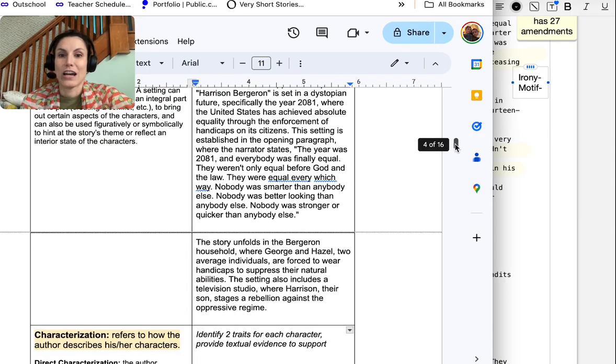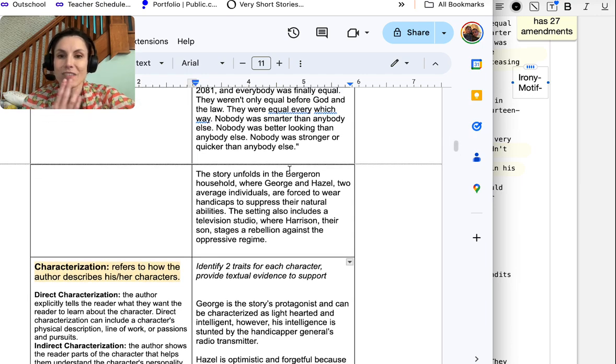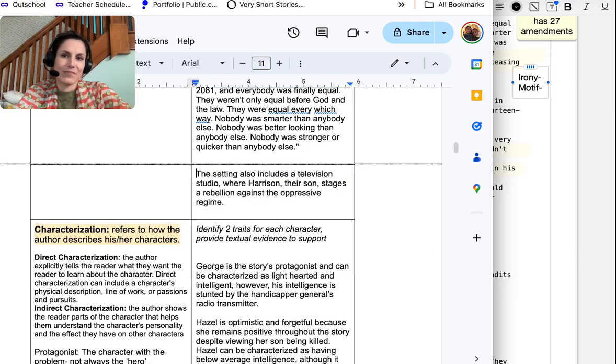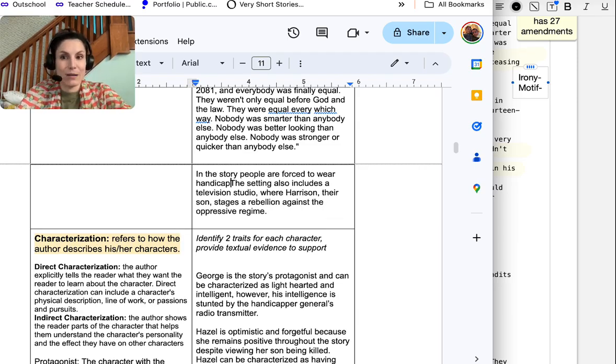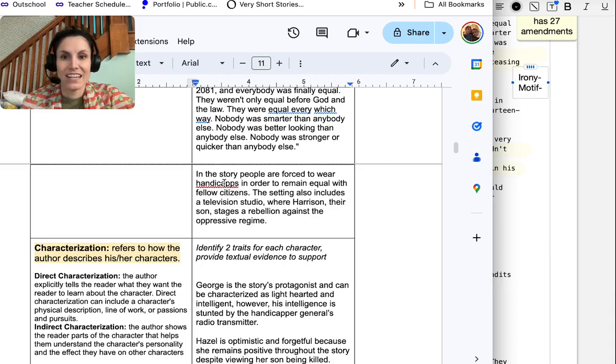All right, and I would also want to put something. The story unfolds in the Bergeron household where George and his average class are forced to wear handicaps. I could put that. In the story, people are forced to wear handicaps in order to remain equal with fellow citizens. There we go. And I have this like so. So that would be our narration, point of view, and setting.